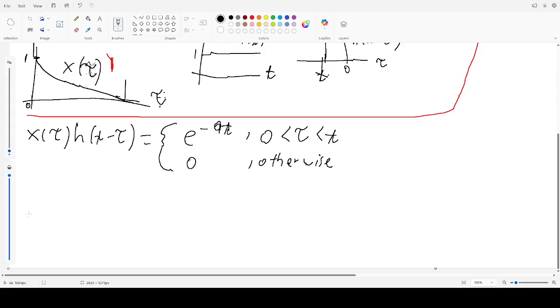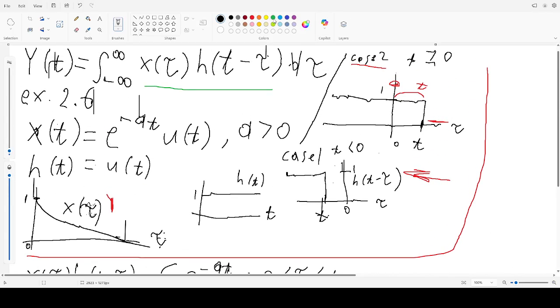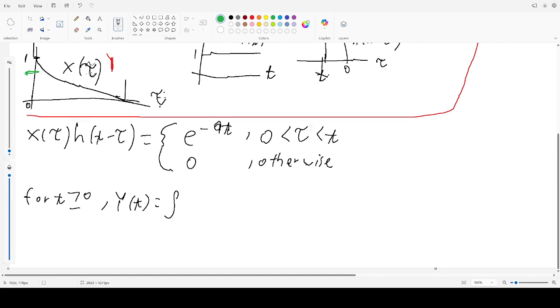This is for t greater than or equal to 0. We have y of t is the integral. It would be from negative infinity to infinity, but it ends up only actually being from 0 to t, because it's 0 to the left and it's 0 to the right. So the only intervals that matter are from 0 to t of e to the negative a tau d tau. And that sure is a way easier thing to deal with.